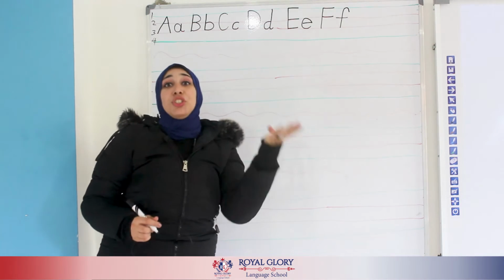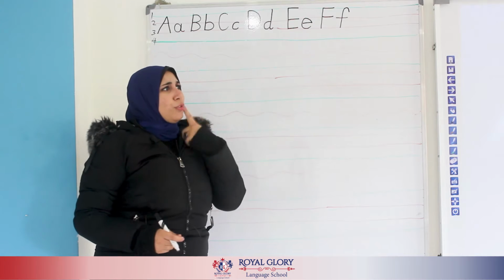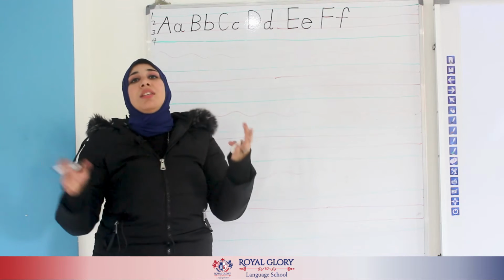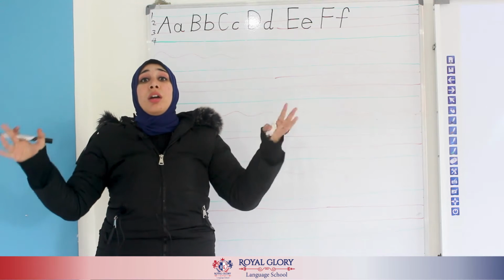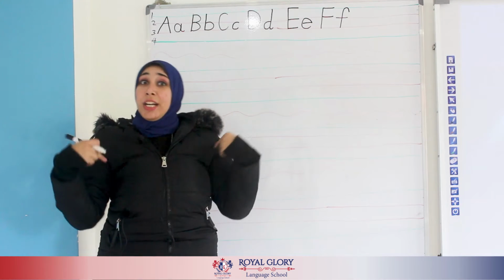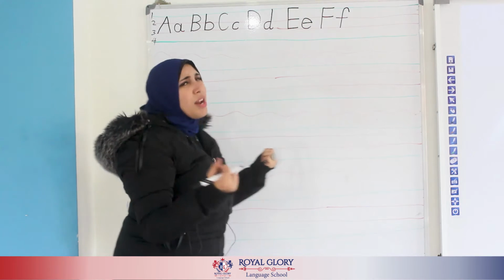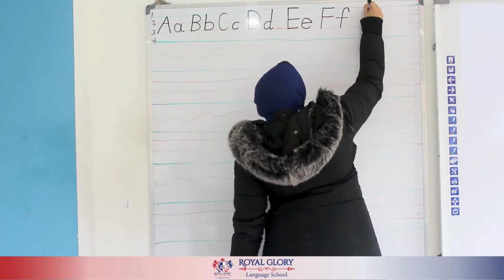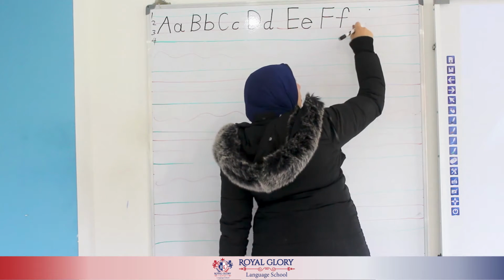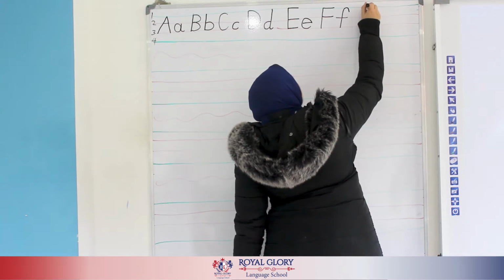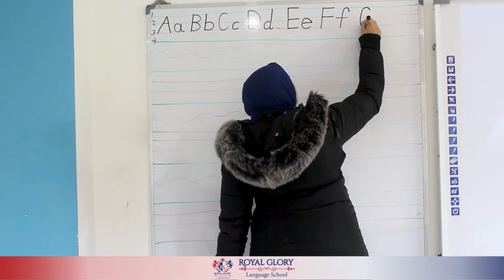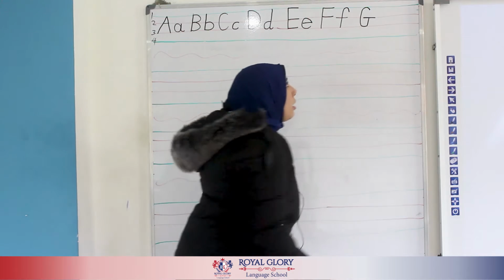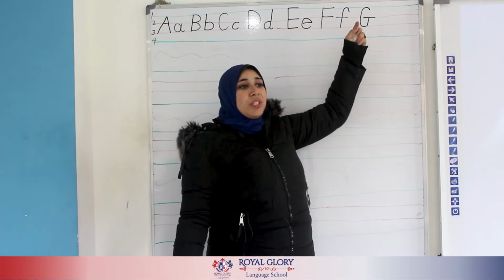After F, letter G, sound of G, G. Okay, sound of G is G, like goat, girl, yes? Okay, how can I write G sound? From line number 1 to line number 3, okay, KG? Make a half circle like C and up again to line number 2 and make a sleepy line. This is the uppercase of sound G.